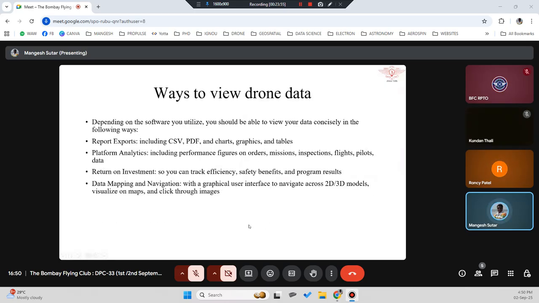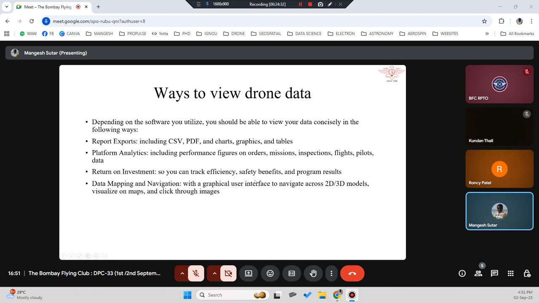Okay, so the way to view the drone data depends on the software you utilize. There are 100 software packages available. Good software like Pix4D is there, photogrammetry software is there, DroneDeploy is there. A lot of software is available which captures or interprets the data captured by the drones. Depending on the software you utilize, you should be able to view your data concisely in the following ways. You can generate reports and exports using CSV, PDF, charts, graphics and tables. You can also do analytics on those images, including performance figures, orders, missions, inspections, flights, pilots, data.